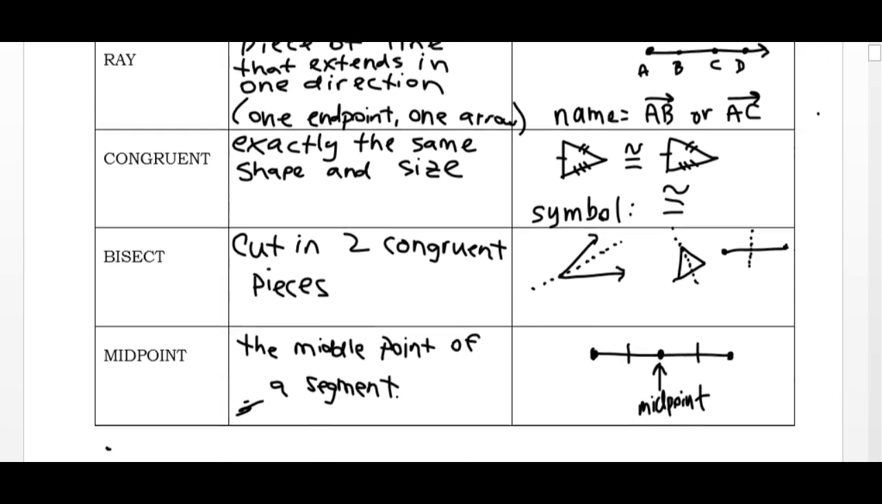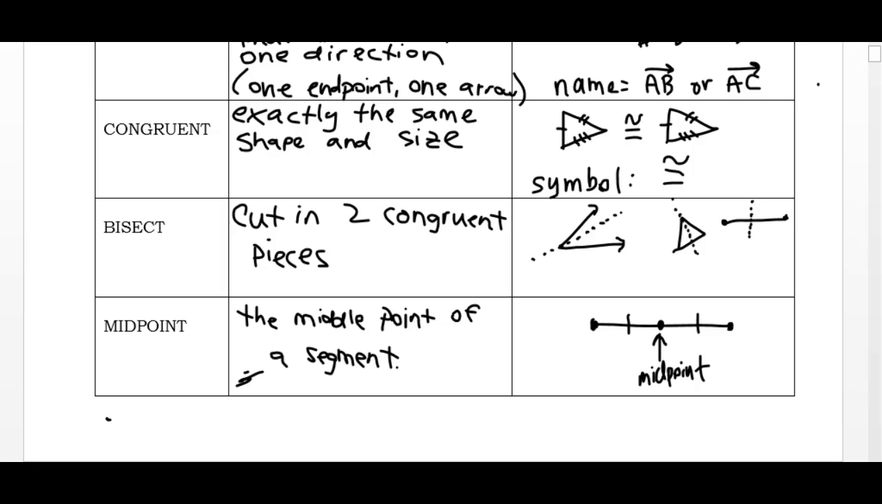Congruent is my next word. Congruent means exactly the same shape and size. So kind of like equal. We talk about numbers having value and their values being equal, whereas shapes aren't really equal because they don't have value. They're congruent. But I have a triangle drawn here, and I have a triangle drawn here.